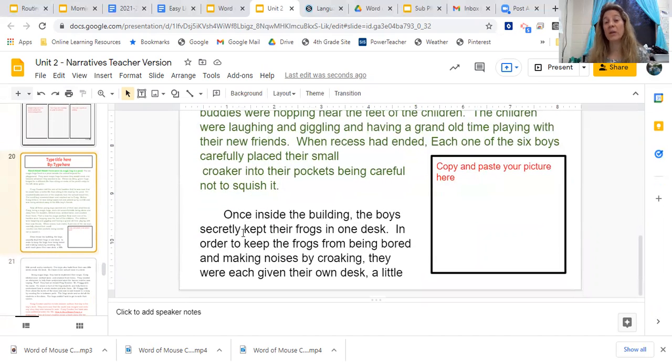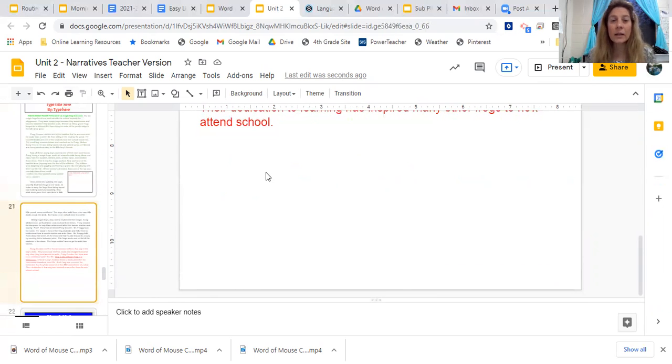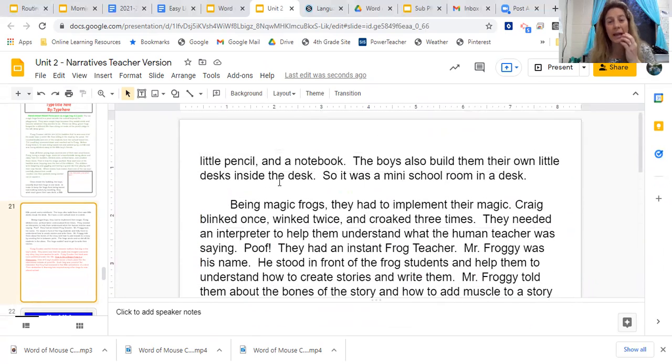Once inside the building, the boys secretly kept their frogs in one desk. In order to keep the frogs from being bored and making noises by croaking, they were each given their own desks, a little pencil, and a notebook. The boys also built them their own little desk inside the desk. So it was a mini schoolroom in a desk.